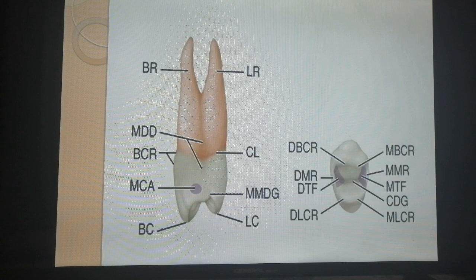هنا صورة توضيحية، لاحظ بها البوكال كاسب واللينجوال كاسب، الميزال كونتاكت اريا، البوكال كاسب ريدج، الميزال ديفلوبمنتال جروف، والبوكال روت واللينجوال روت، cervical line، هاي جت الميزال اسبكت. بينما الاوكلوزال الديستوبوكال كاسب ريدج، الميزيوبوكال كاسب ريدج، distal marginal ridge والميزال marginal ridge، distal triangular fossa والميزال triangular fossa، distal lingual cusp ridge والميزيوlingual cusp ridge.